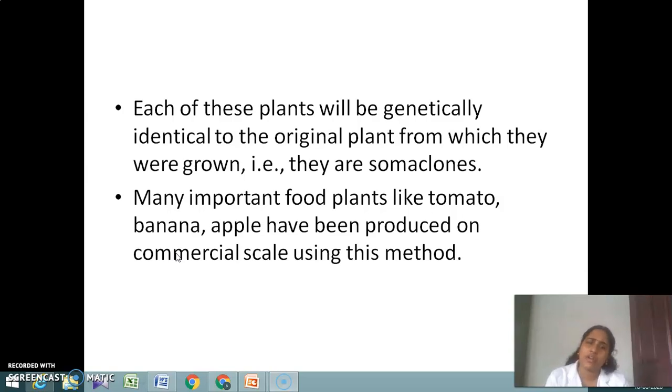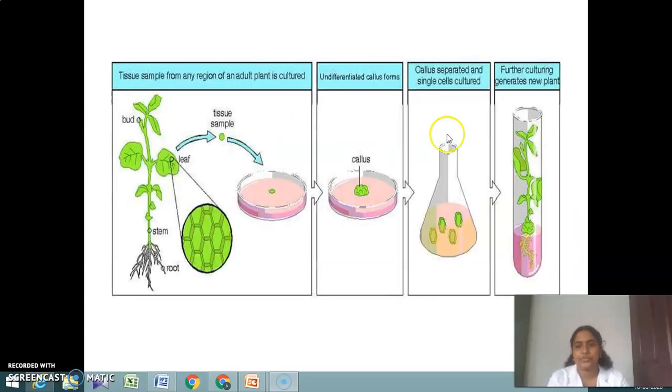Many important food plants like tomato, banana, apple have been produced on commercial scale using this method. So this diagram will help you to explain the processes taking place during tissue culture. A tissue sample from any region of an adult plant is cultured, using totipotent cells. An undifferentiated callus we will obtain. Then the callus is separated and single cells we can culture. Then further culturing helps to generate new plants.